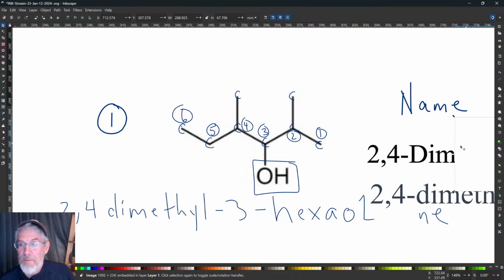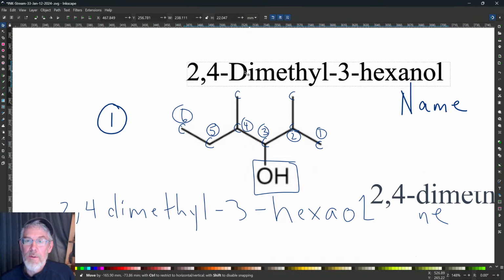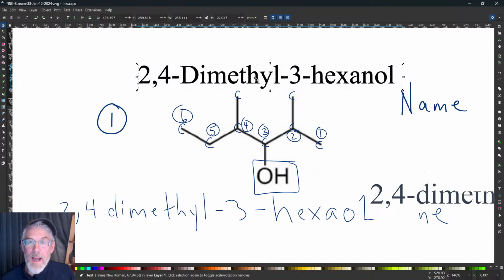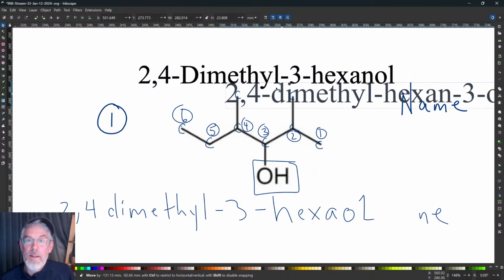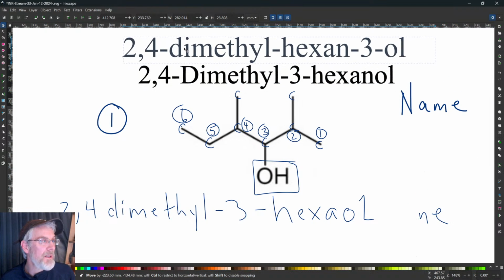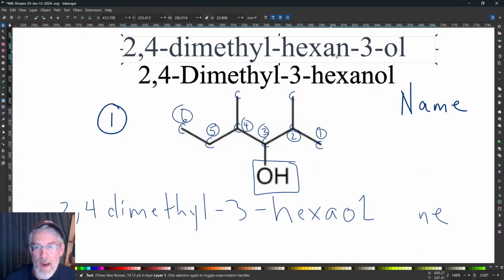So I actually have the names here for you. 2,4-dimethyl 3-hexanol. Sometimes you'll see it written like this, which is more of the IUPAC name. This is mostly what I see, but same setup. So that's how you name that compound. Find the longest chain, write your numbers, and then put your groups on. Since it's an alcohol, we get that OL.